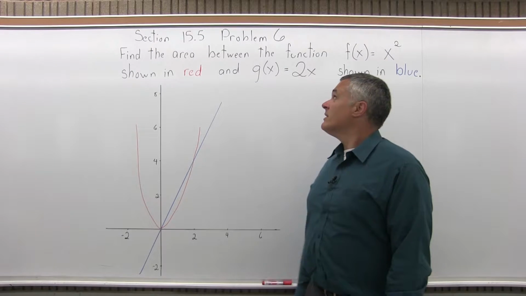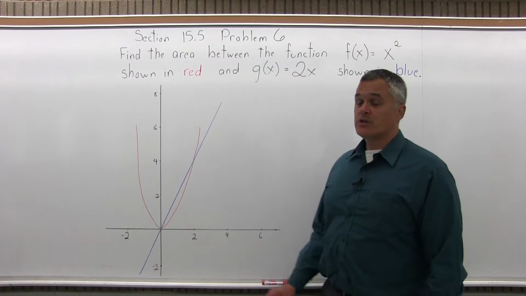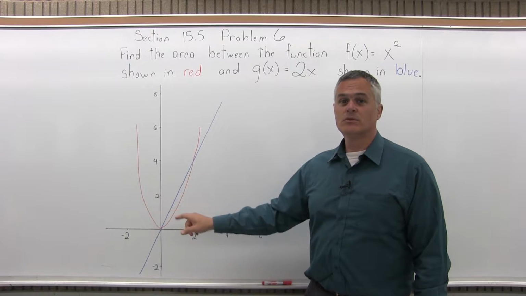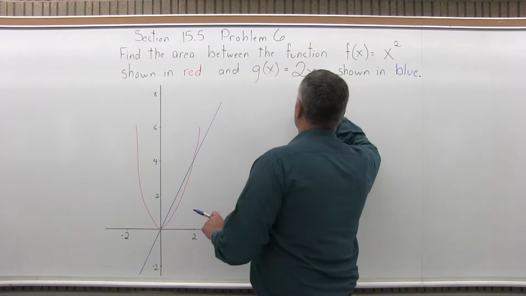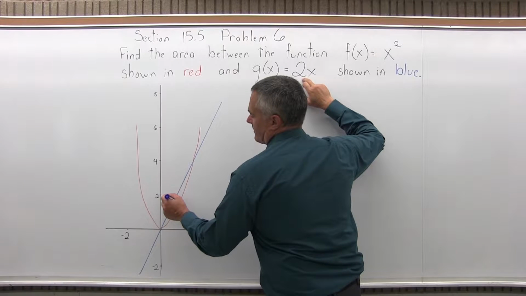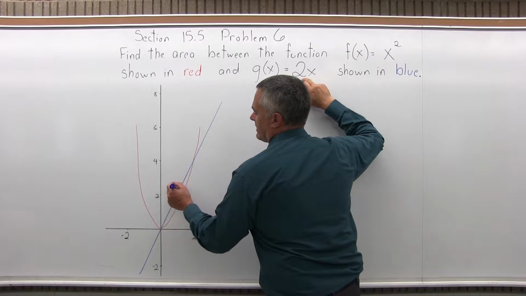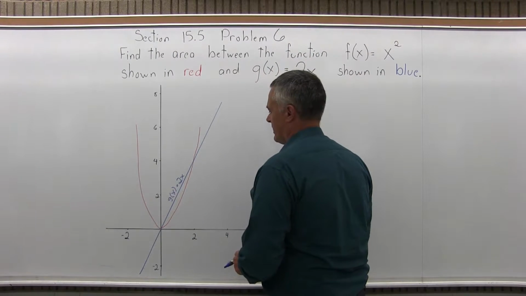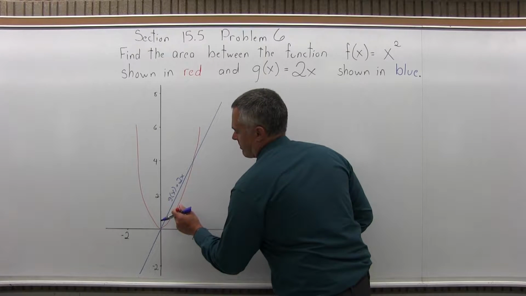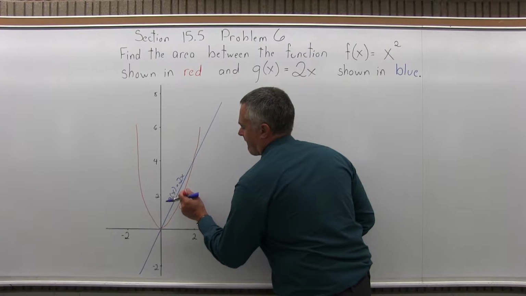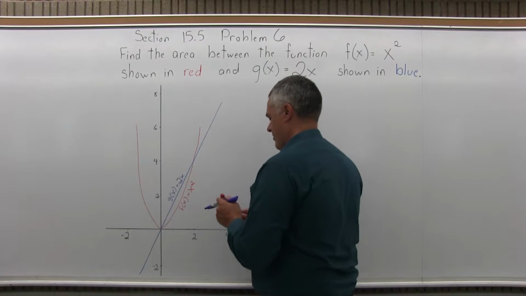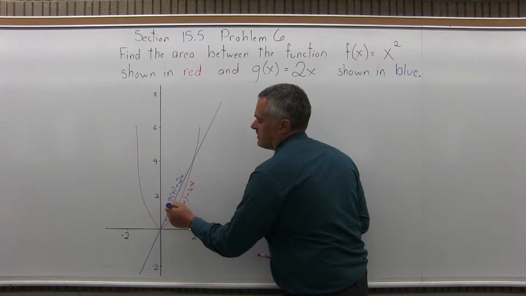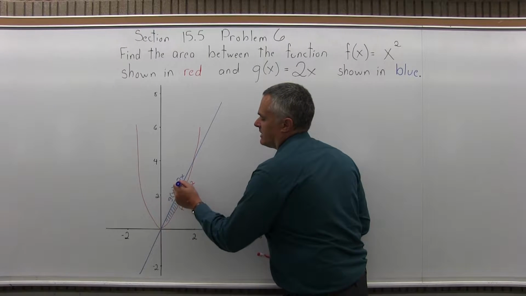It says, find the area between the function f of x equals x squared, shown in red, and g of x equals 2x, shown in blue. So let's make this a little more clear. The g of x equals 2x is the blue. I'll write that right in. And then the f of x equals x squared is in red. And we want to find the area between them. So we're looking for this area that I'm shading in like that.